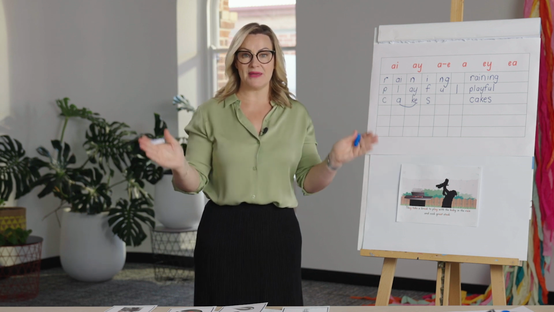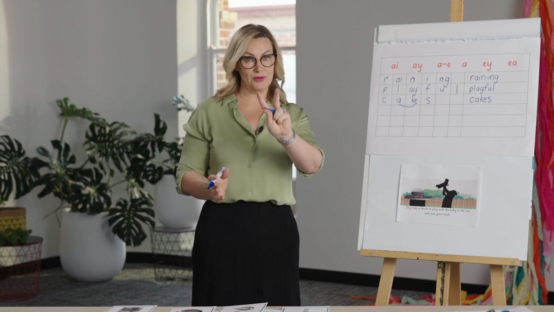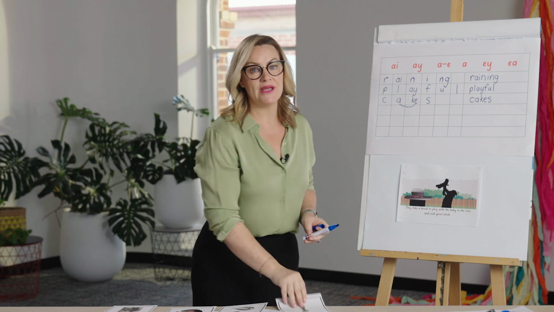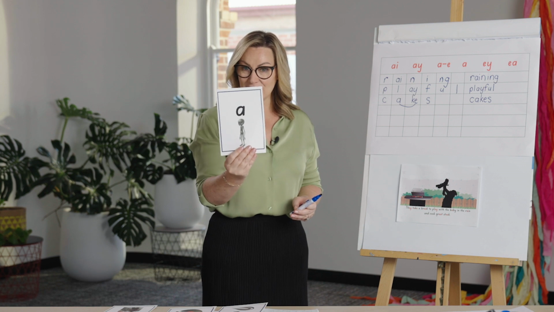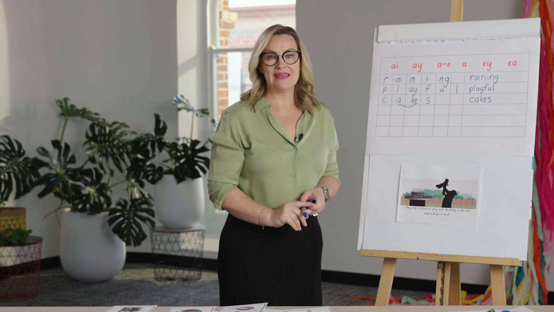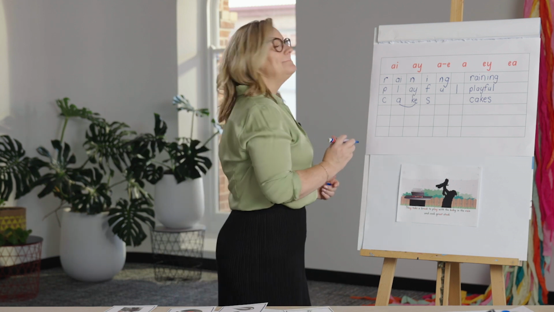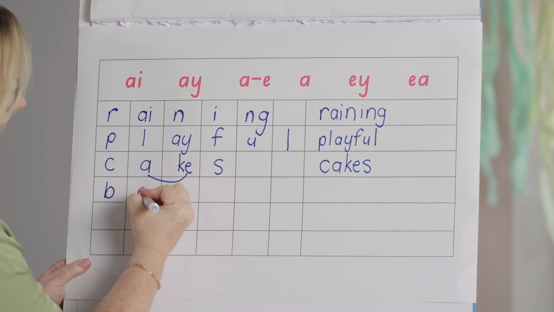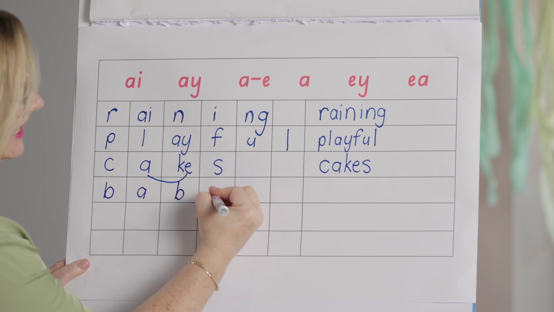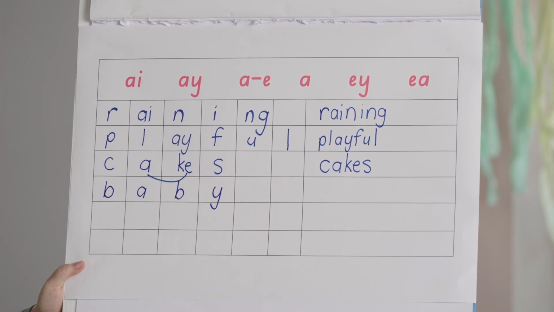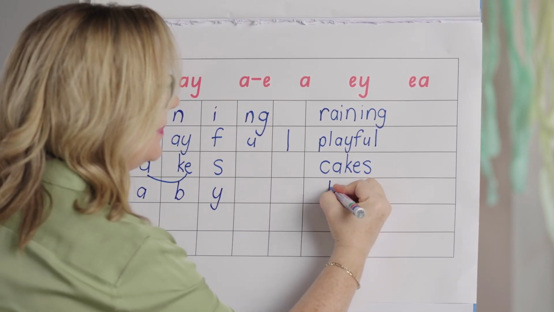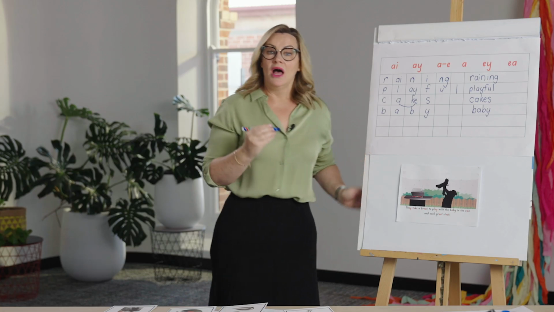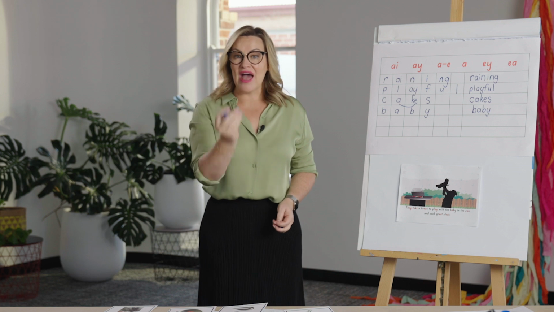Next word is baby. Clap the syllables with me. Baby. Two syllable word. A is at the end of the first syllable, so we know it's open and we're going to use single letter A. Baby. Write with me. A-B-E. Excellent. Write the whole word. B-A-B-E.